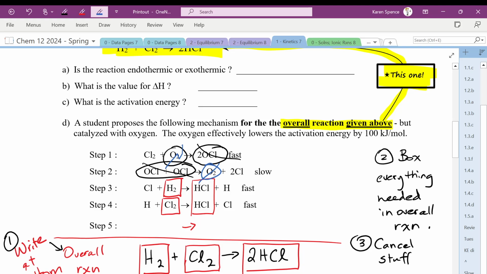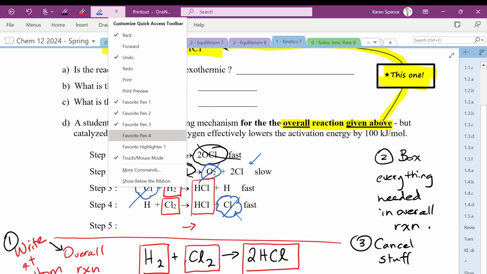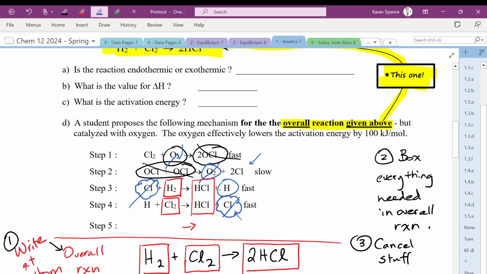I could cancel this Cl either with this one or with this one. I'm going to do it with the bottom one because it's tidier. I don't have to worry about coefficients because I've got 1 Cl here and 1 Cl here. If you wanted to, though, you could cancel it with the one up above. It does not matter, okay? So those cancel out. And I also have an H and an H, and those cancel out.